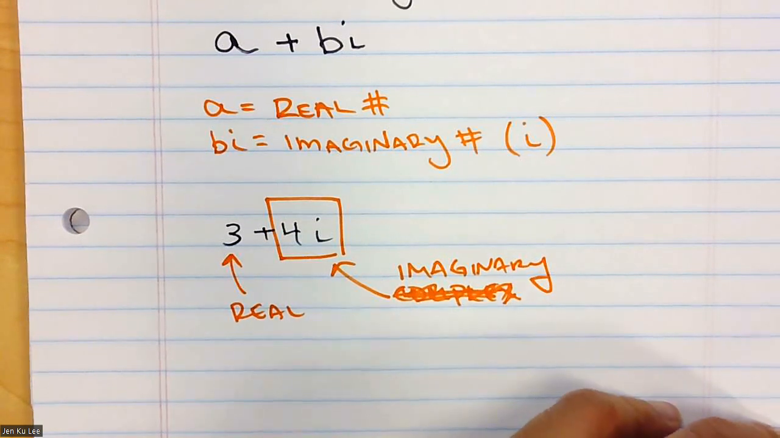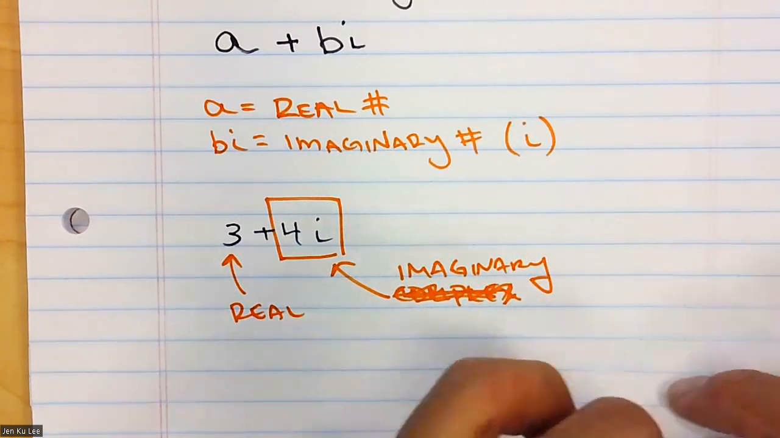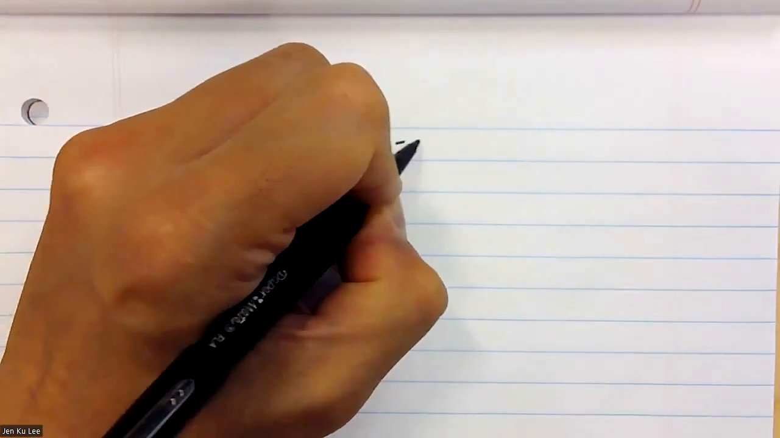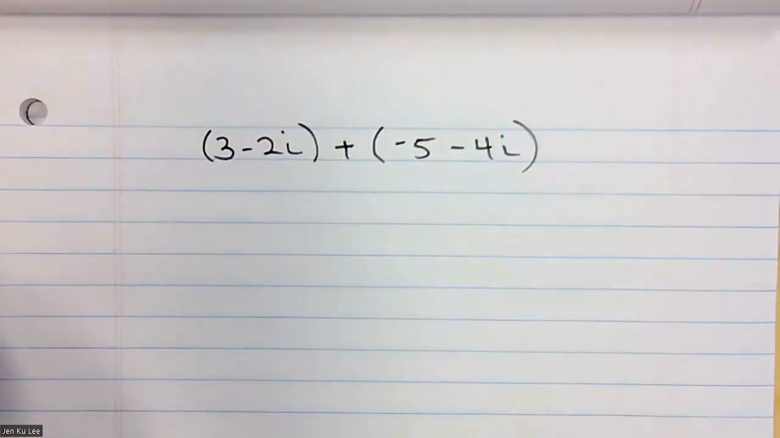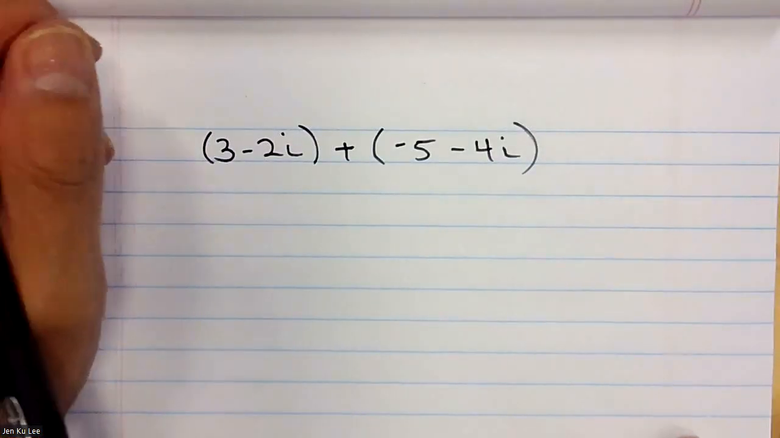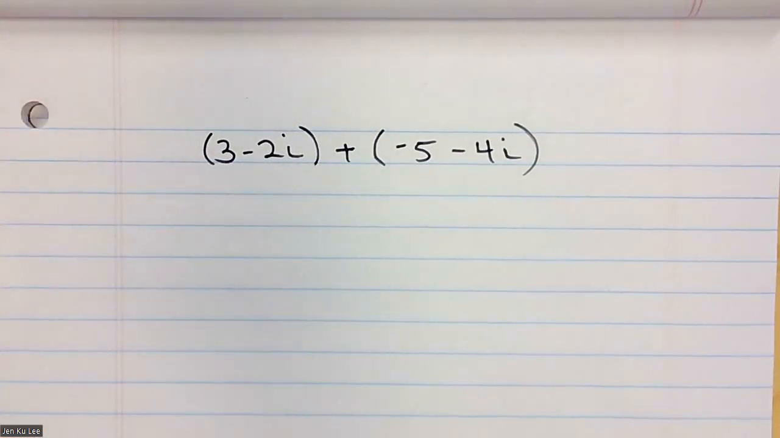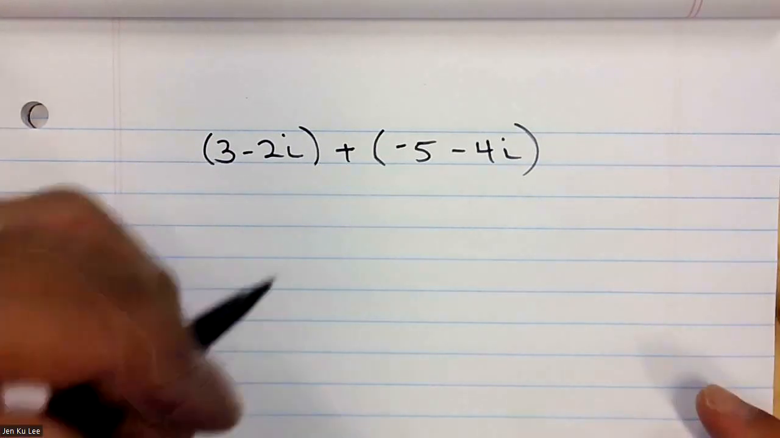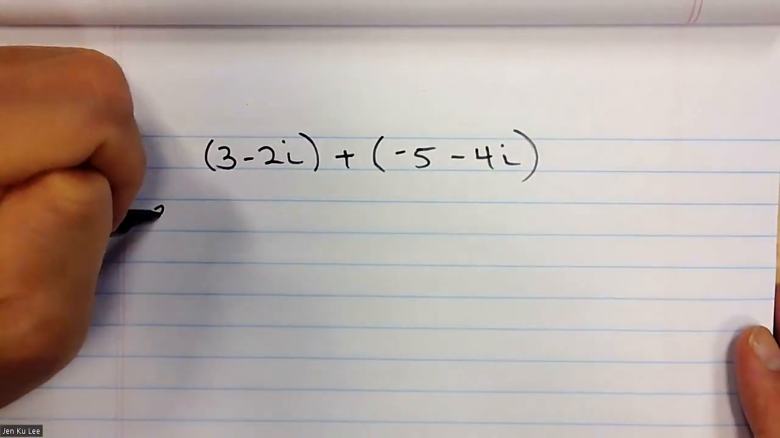So let's first add this guy. Okay? So we have that. And how we add it is we're going to gather the like terms. So we're going to gather the real parts and we're going to gather the imaginary parts and just put them together.